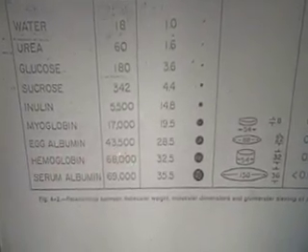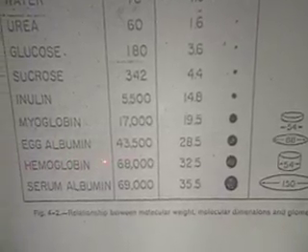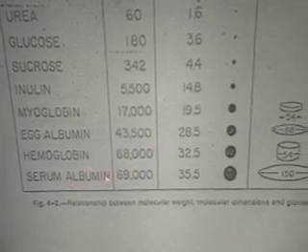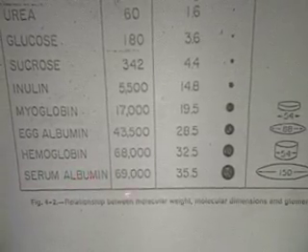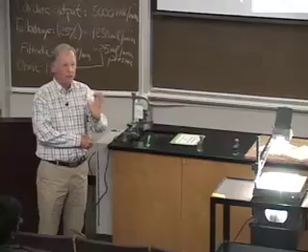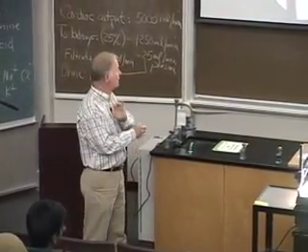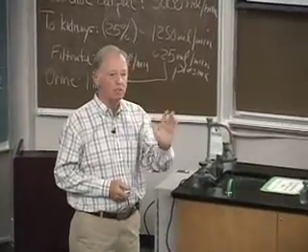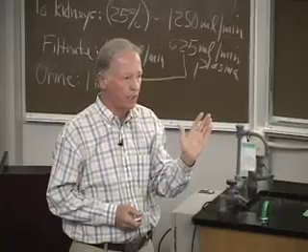Hemoglobin, 68,000 molecular weight. This is the protein that's in your red cells. It's almost totally retained. And serum albumin, which is the albumin that's in your bloodstream, and which is a very important thing to keep in your bloodstream, 69,000 molecular weight, it's essentially all retained. So you can think of the capillaries as like a molecular sieve. Anything that's the size of serum albumin or larger is held back. Obviously the white cells, the platelets, and the red cells are all held back.